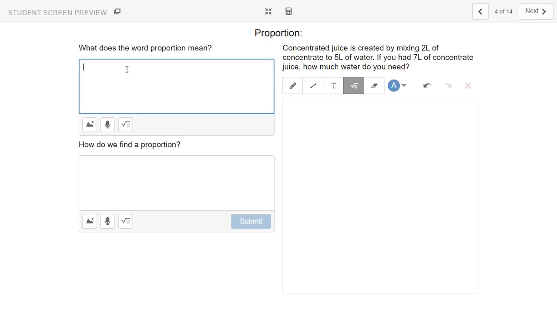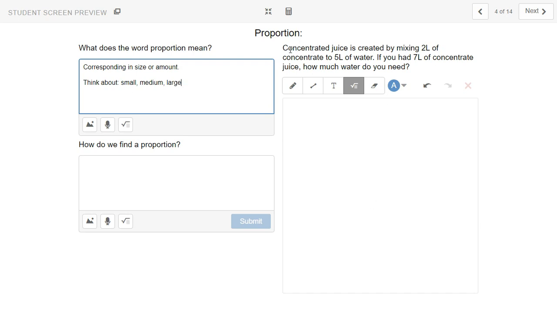Proportion. What does the word proportion mean? Proportion just means that we have something that is corresponding in size or amount. So think about clothing. You could have different clothing in sizes small, medium, large, and the design that's on the piece of clothing is going to enlarge as you get bigger or shrink as you get smaller.